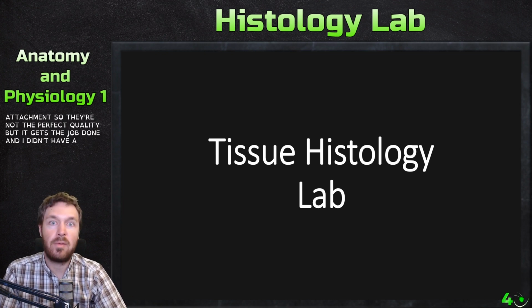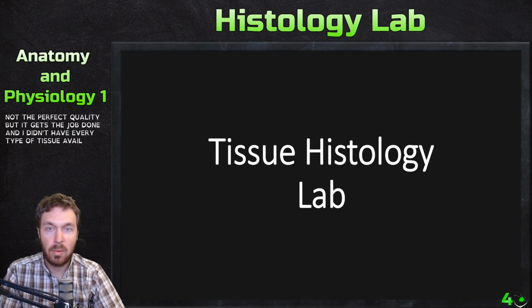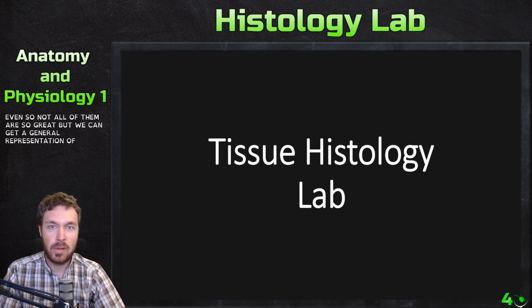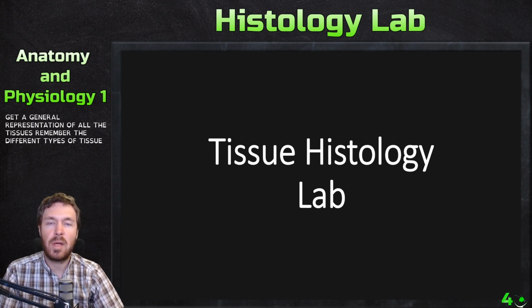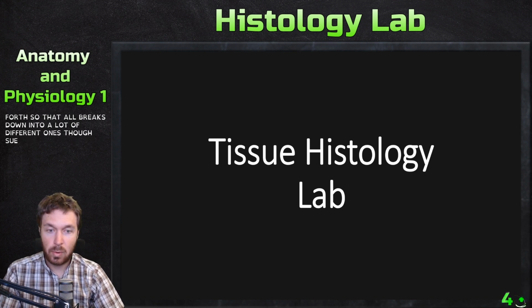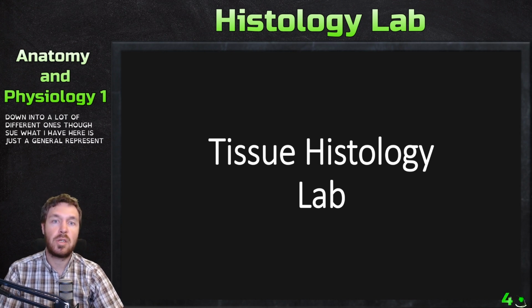And I didn't have every type of tissue available. I just chose the ones where I had the best slides I could find, and even so, not all of them are great, but we can get a general representation of all the tissues. Remember the different types of tissues we have: connective tissues, cartilage, bone, nervous tissue, and so forth. That all breaks down into a lot of different ones, though. So what I have here is just a general representation of most of them.